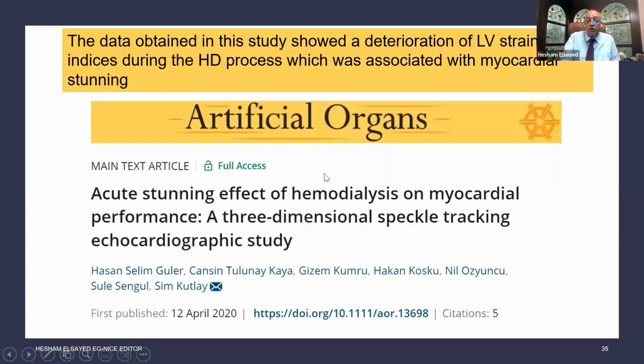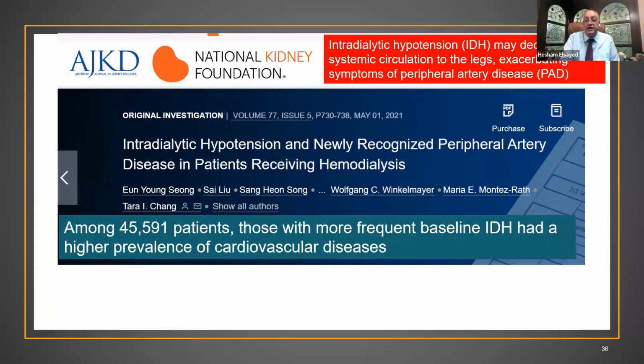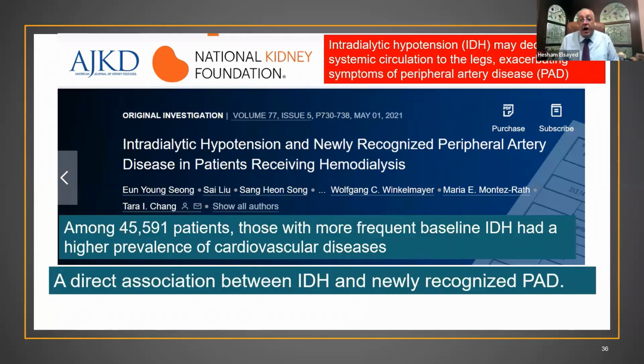There is also an acute stunning effect on myocardial performance. These findings are not in much of the literature, but in an update, they found as well that patients with intradialytic hypotension have a much higher rate of peripheral arterial disease. It could be a compensation for that, or both of them are attributed to intradialytic hypotension, but my belief is that frequent intradialytic hypotension can increase arterial stenosis, thrombosis, ischemia, and atherosclerosis.